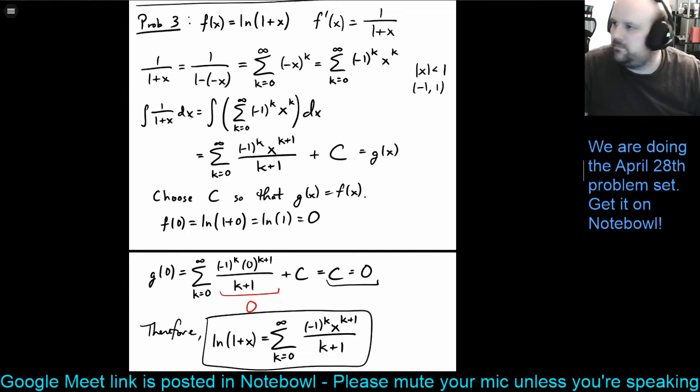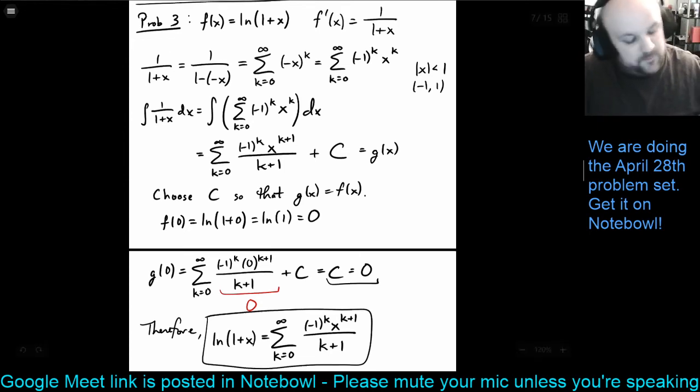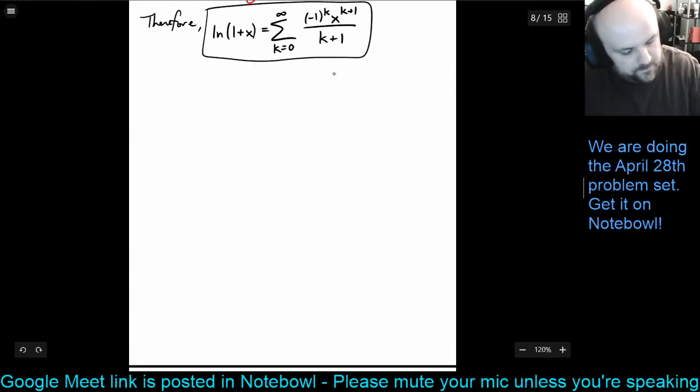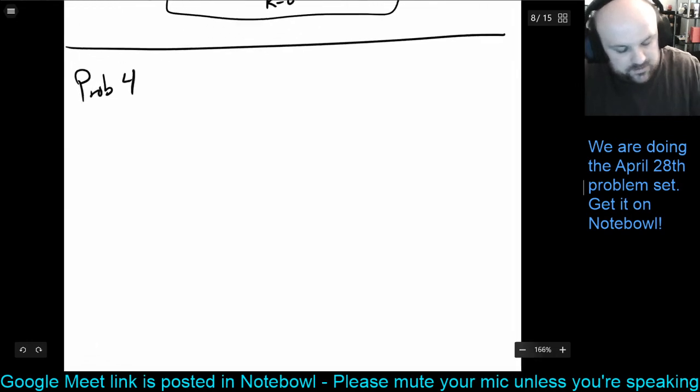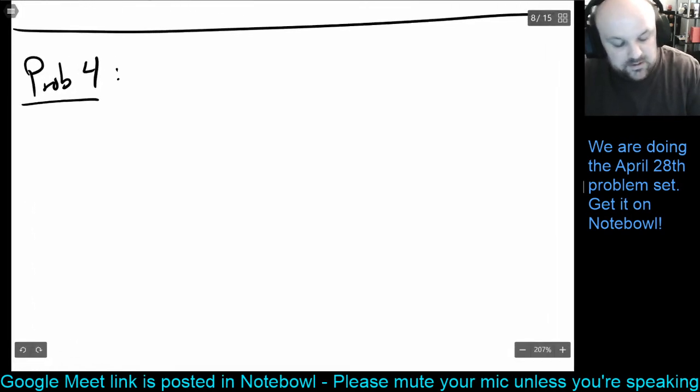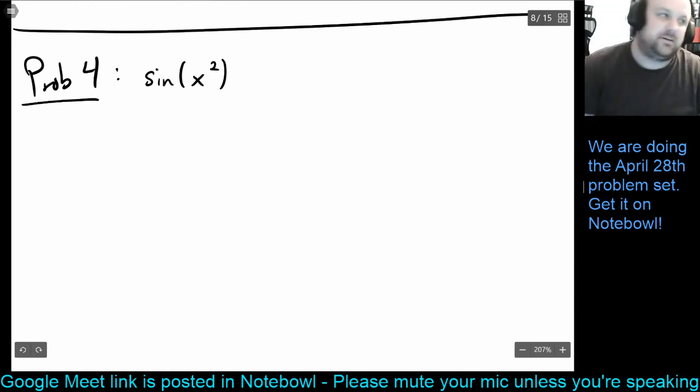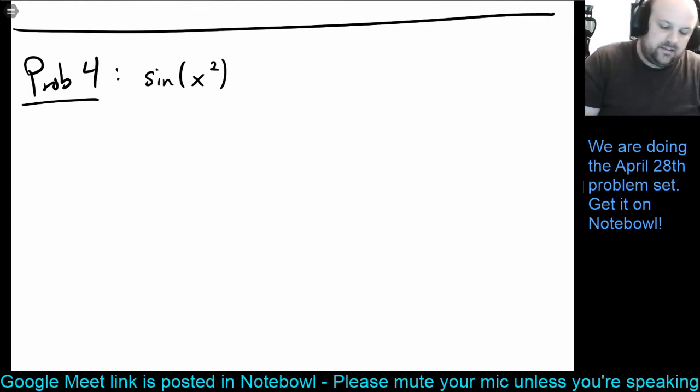All right, so let's go on then to problem 4. Why am I so zoomed out? So for problem 4, we want to find a power series for sine of x squared. Any thoughts on how we could approach this?